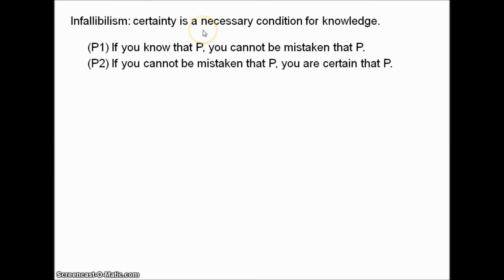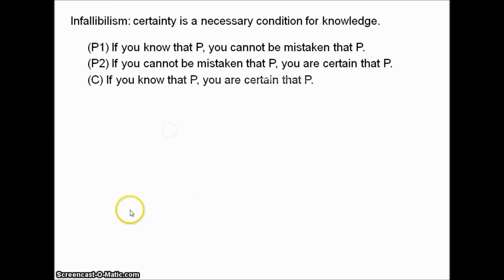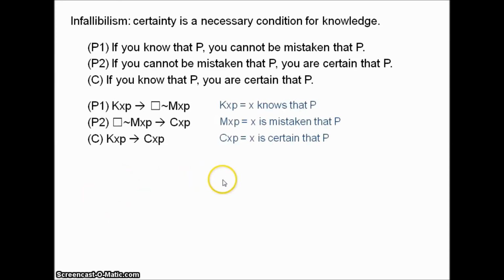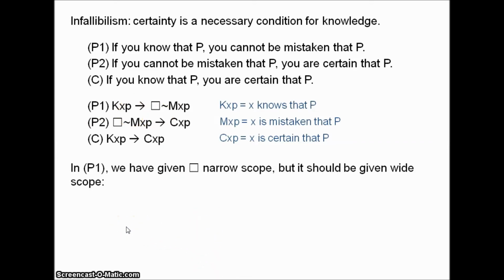If you cannot be mistaken that P, you are certain that P. Again, this just seems like a fairly reasonable definition of certainty. Therefore, if you know that P, then you are certain that P. And we can formalise the argument this way, and here is a key. I'm sure you can see the problem by now. The ambiguity occurs in the first premise. We have given the necessity operator narrow scope, but it should be given wide scope.